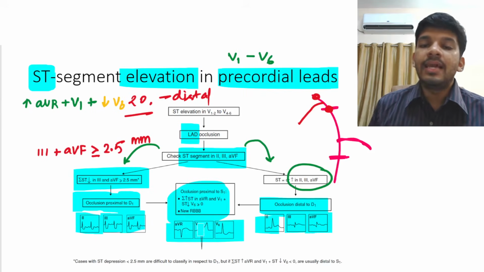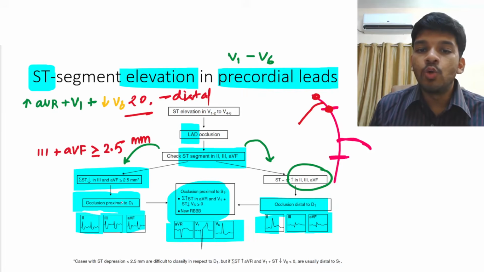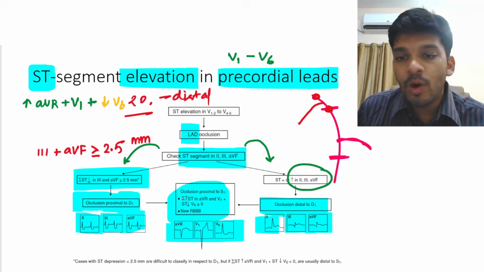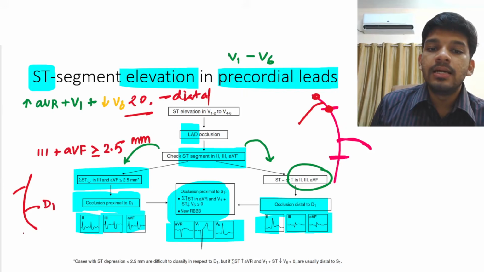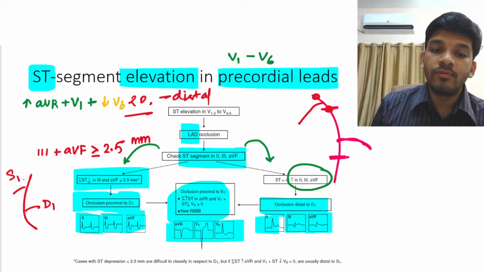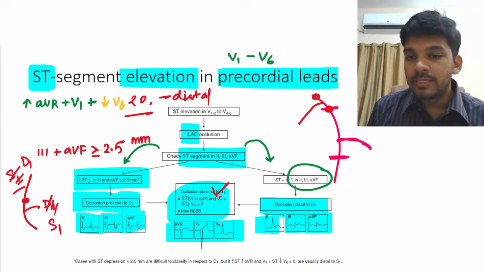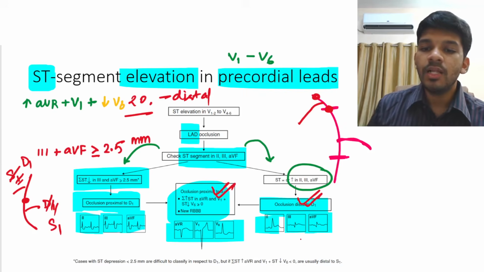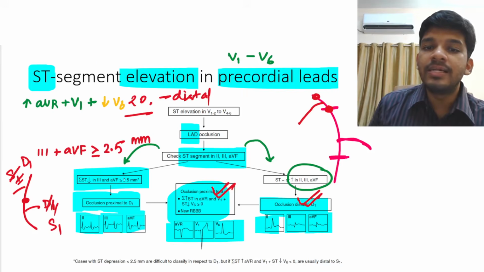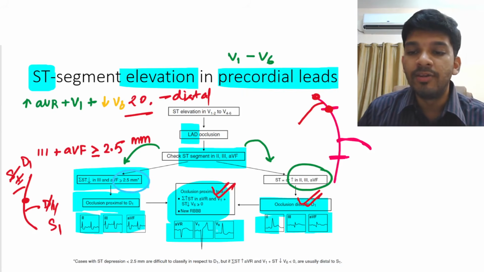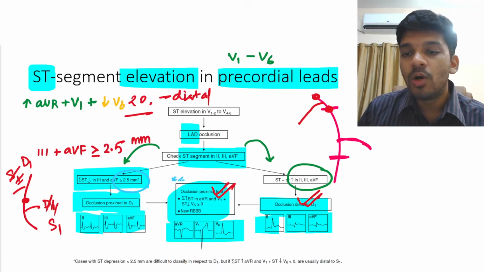Note very carefully here, there is a scenario where the occlusion is proximal to D1 and proximal to S1. But remember one rare variant of the coronary anatomy. Normally S1 is followed by D1. If it is opposite, that is, D1 arises before S1, the occlusion is proximal to S1 but distal to D1. So that will be the case where you have a variant of the coronary anatomy. And remember one important point: cases with ST depression of less than 2.5 millimeters are difficult to classify with respect to D1. But this criteria is always holding.